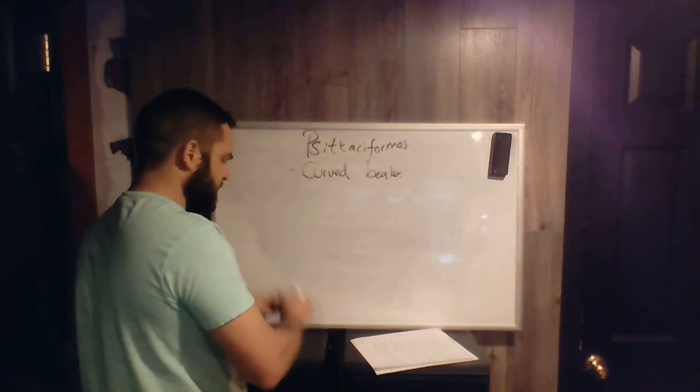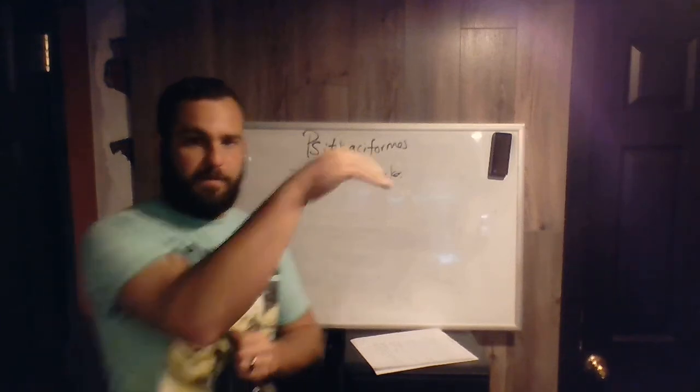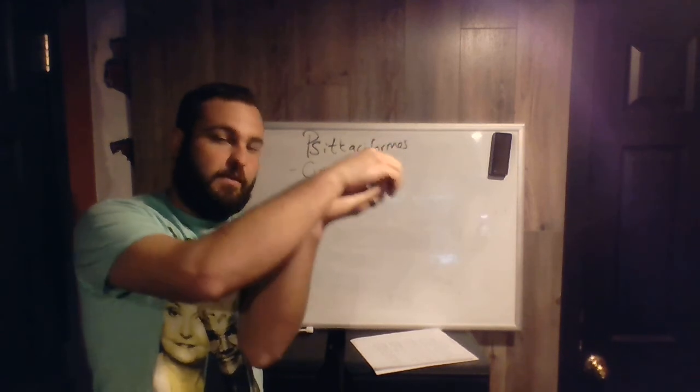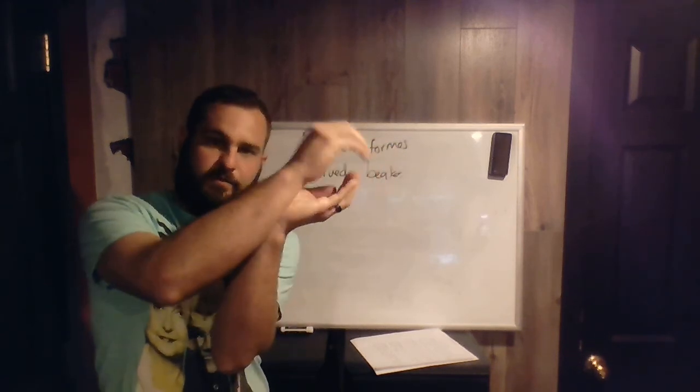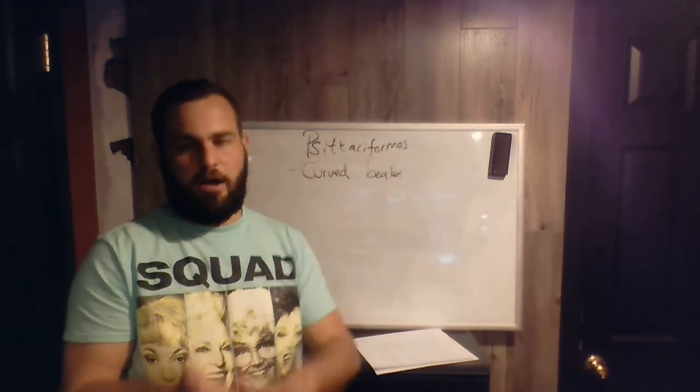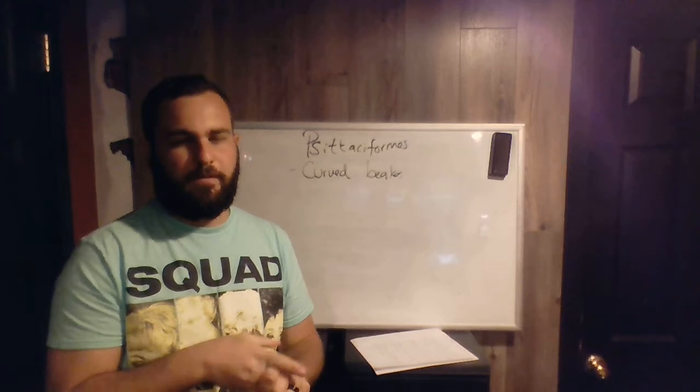Okay, now when I say curved beaks, I mean that the top part of their beak is like this, and it folds over the bottom of their beak. So they kind of have a mouth like this. Now, a lot of birds have these. Owls and hawks and falcons have these, but they eat a very different type of food.